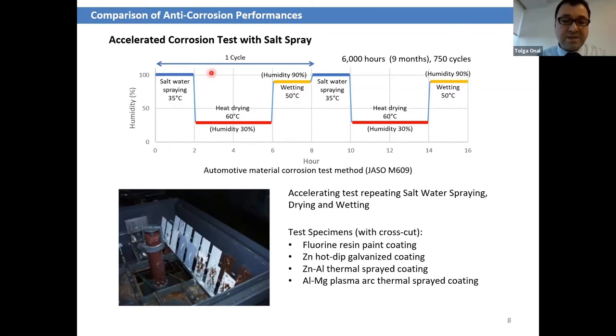One cycle takes 8 hours, and the whole test continued for 6,000 hours, that is 9 months, and that makes 750 cycles. The test specimens are coated with 4 types of coatings: fluorine resin paint coating, zinc hot dip galvanized coating, zinc aluminium thermal spread coating, and the aluminium magnesium plasma arc thermal spread coating that we propose. A scratch, a cross cut, is applied on the test pieces to simulate physical damage on the coating.